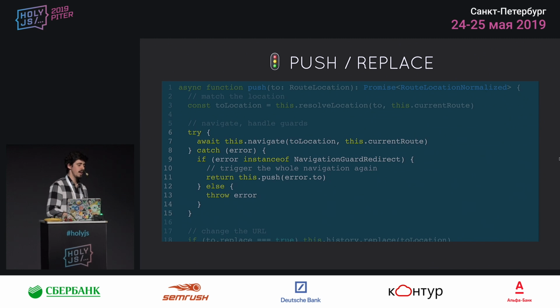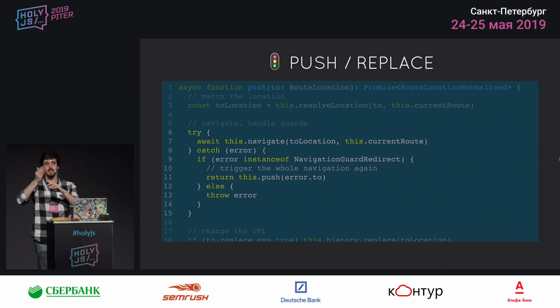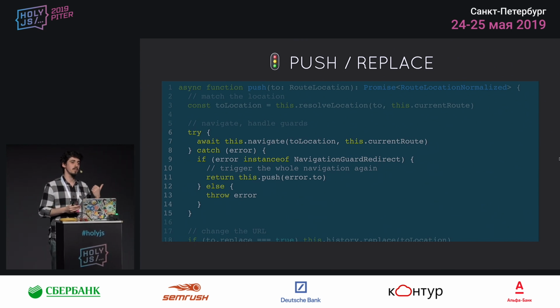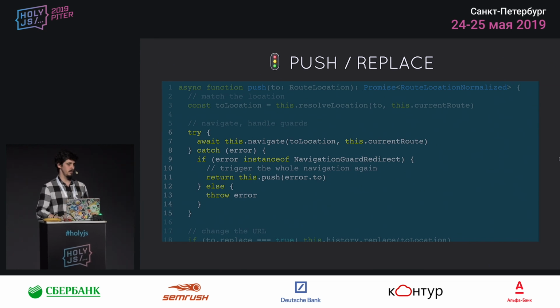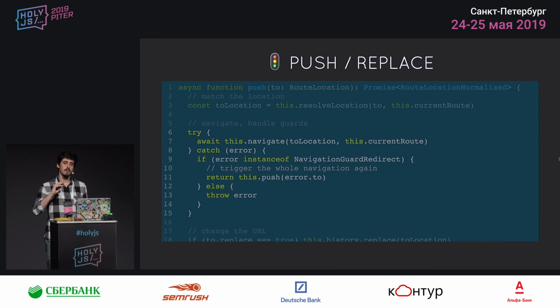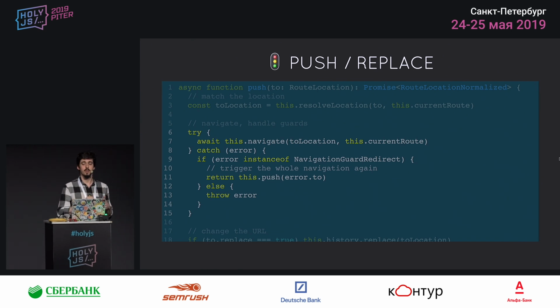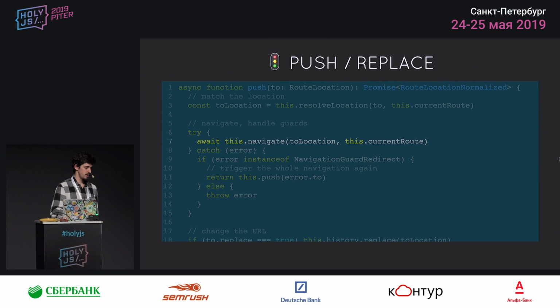So for example, if we have a navigation guard redirect, if we call inside of the router navigation guard next with a link, like /login, it will throw this error. So here in our code, we will catch that, and we trigger the whole navigation again, with all the router guards again. And there are other errors to handle that have not been handled here. But basically, any other error, we're just going to throw it, so it can be caught as a rejection when we call push.